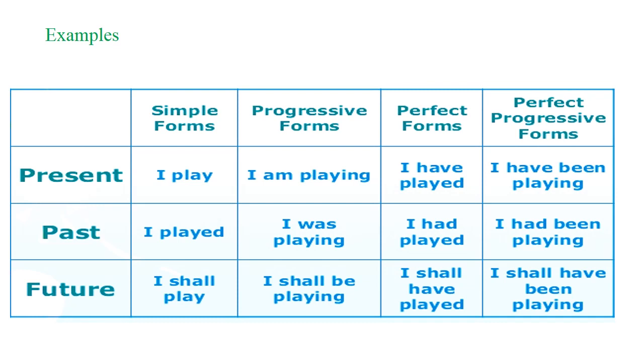So, to clarify all the rules for verb tenses, I used some simple examples. Present tense for simple form, I play a football. Progressive forms, I am playing a football. Perfect forms, I have played a football. Perfect progressive forms, I have been playing a football.